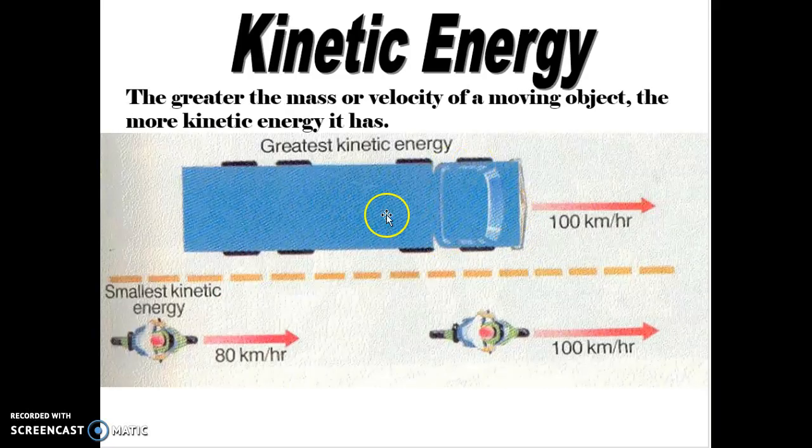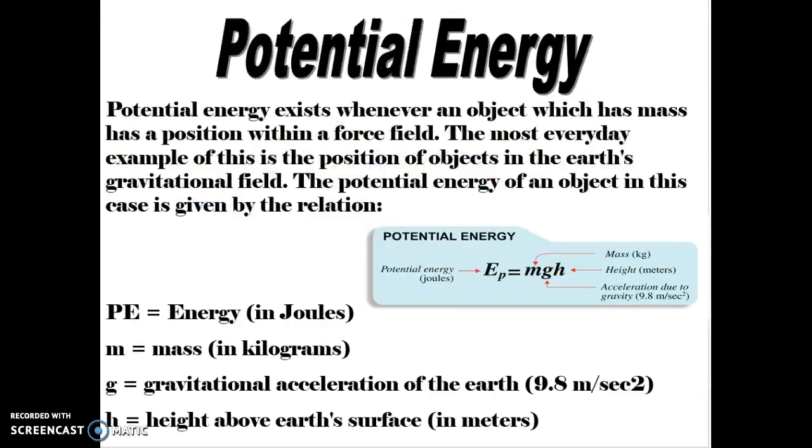So here you can compare the amount of kinetic energy that this big rig has versus the guy on the smaller bike. They may be going at the same speed or velocity here, but since the truck has a lot more mass, he's going to have a lot more kinetic energy. So again, kinetic energy is determined by the mass and the velocity of the object.